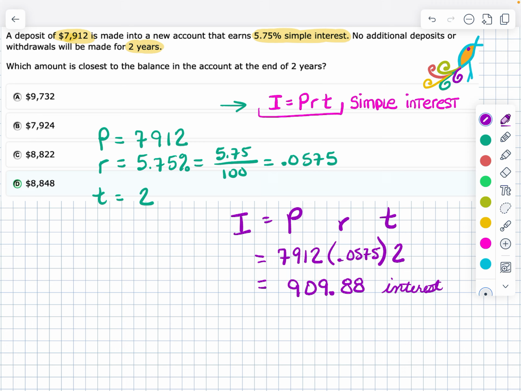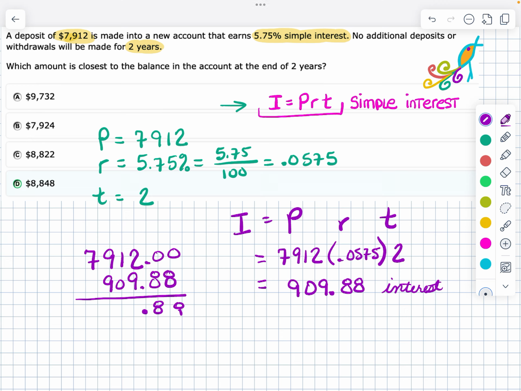So what we have to do is go back to this $7,912 and add the interest that we made on that money. Notice how I say we're all making money for the next 2 years. Okay, so let's add these together.